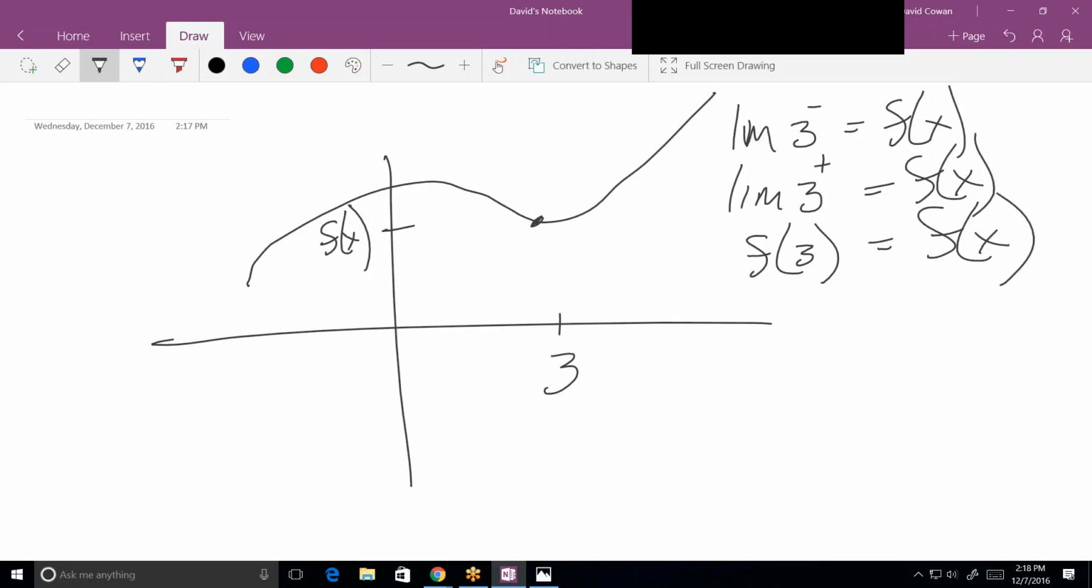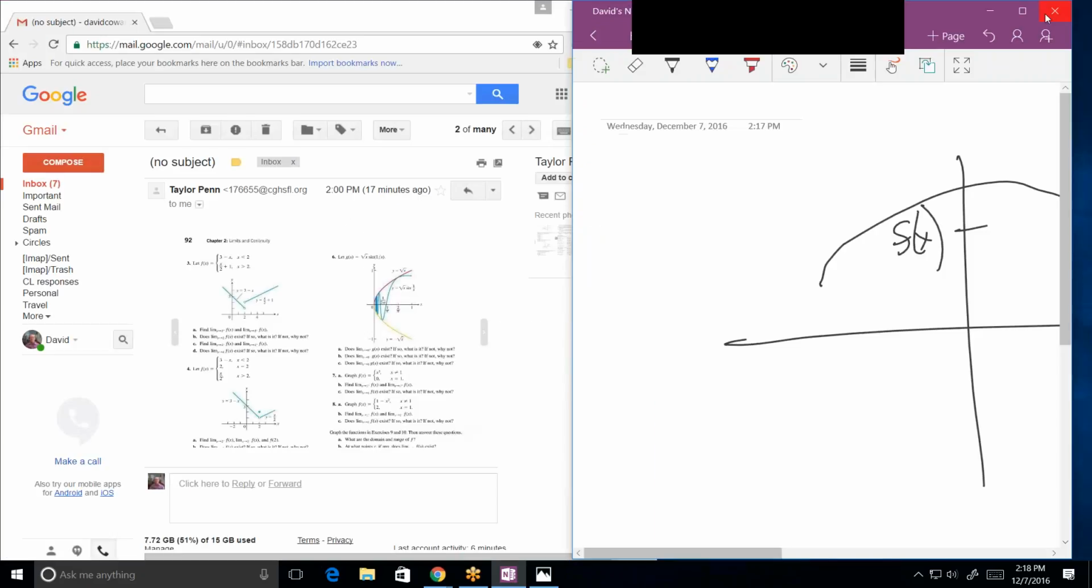In other words, if all 3 of these are true, then the function is continuous. And continuity is big in calculus because continuity is what determines whether you can differentiate something at that point.